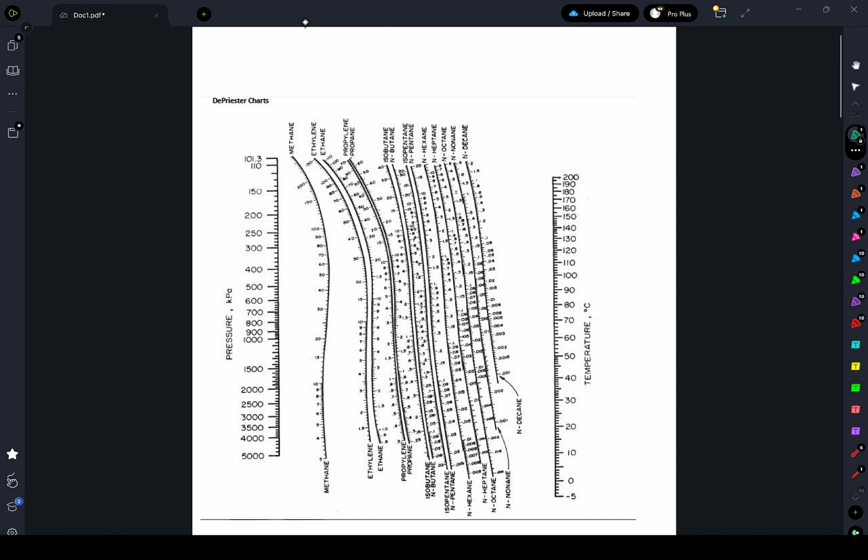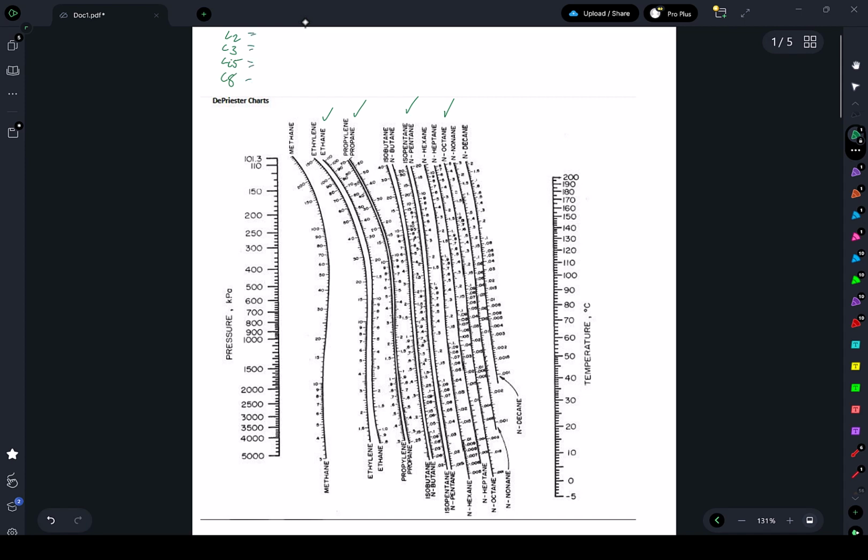Let's try initially to do octane. We'll try octane. Let's do isopentane. We'll do propane, and we'll do ethane. So we'll do C2, C3, CI5, and we'll do C8.